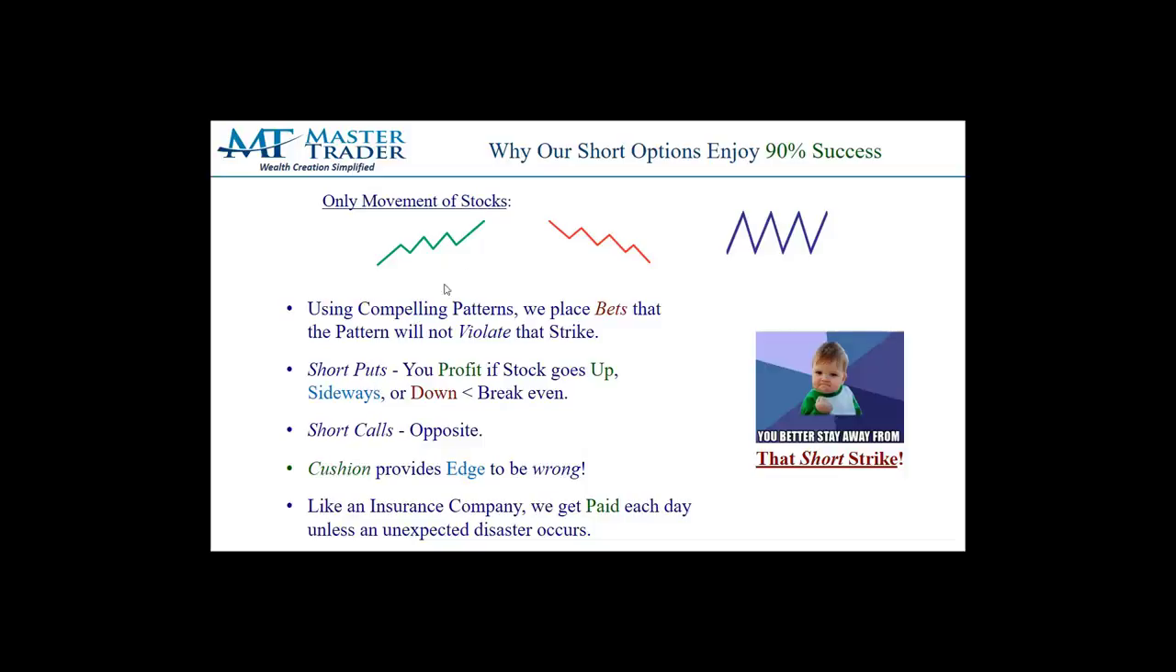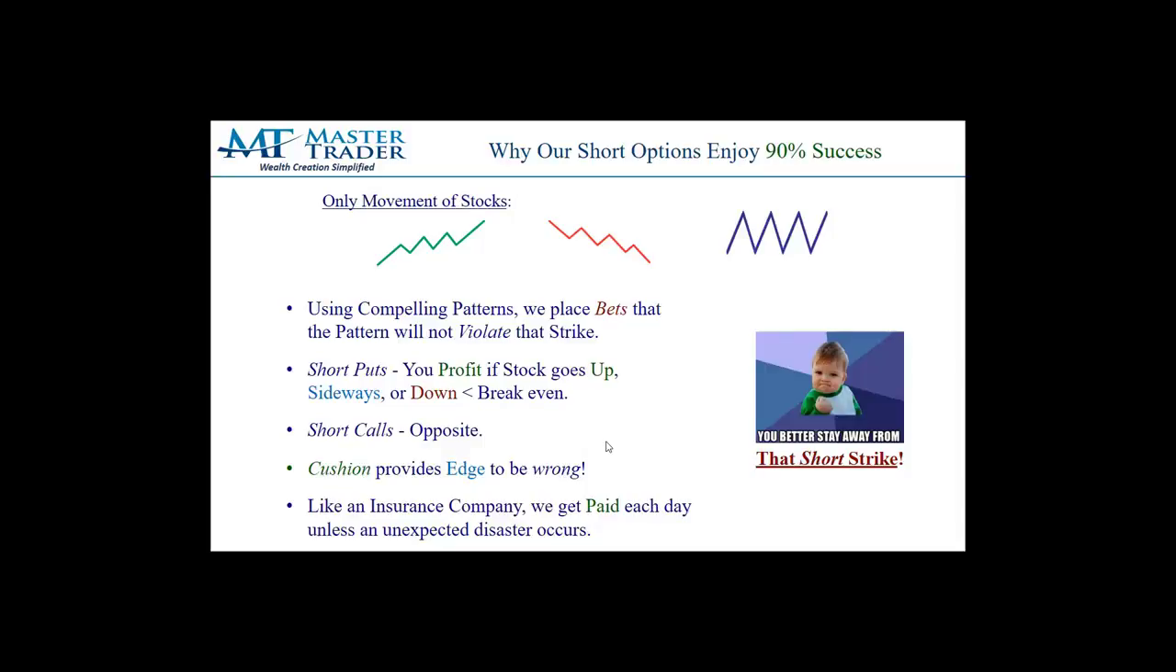So let's say we sell a put under support. We're going to profit and make maximum profit if the stock goes up, if it goes sideways, and it can even go down a little bit and we still make our maximum profit. Short calls, just the opposite of that. So the beautiful thing in selling options is the premium that we take is like a cushion to be wrong. So the stock can go against us and we still make our maximum amount of money, provided at expiration it doesn't go beyond our break-even point.